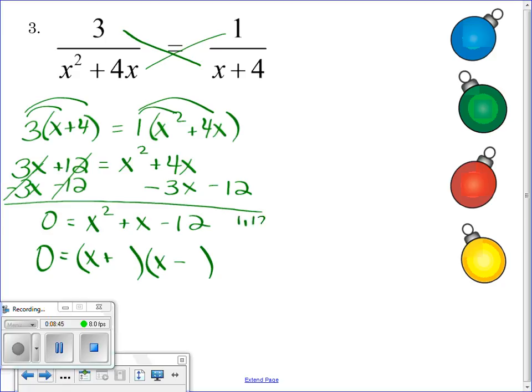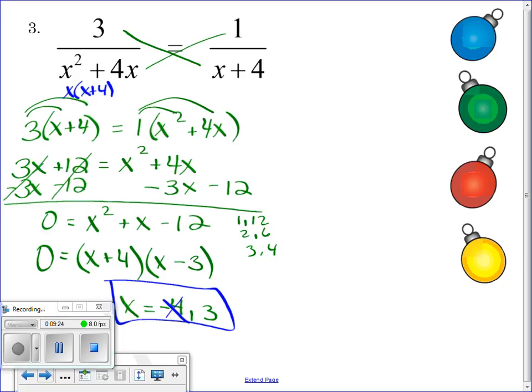Well, we got 1 and 12, 2 and 6, 3 and 4. Good. Positive 4, minus 3. So then x equals negative 4 and 3. Okay, so she said it can't equal negative 4. If we come back up here and check restrictions, x cannot equal negative 4. Here I'd have to pull out that GCF. My restrictions are 0 and negative 4. So down here, the negative 4 is no good. So only 3 is the good answer.